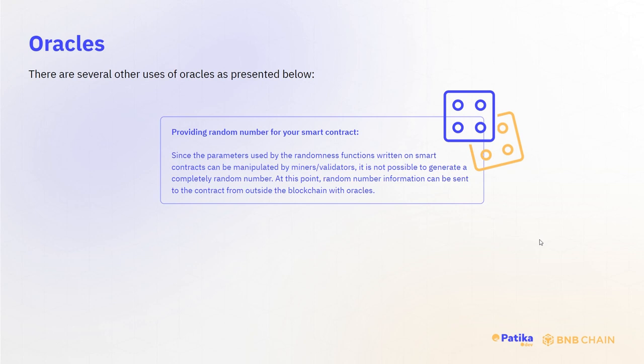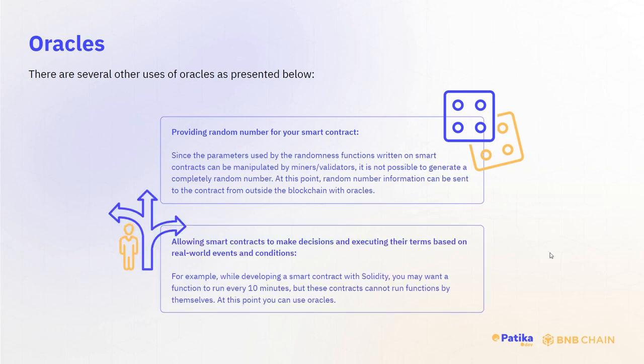There can also be some other uses of oracles, so let us see them. Providing random numbers for your smart contract. Since the parameters used by the randomness functions written on smart contracts can be manipulated by the miners, it's not possible to generate a completely random number. At this point, random number information can be sent to the contract from outside the blockchain with oracles.